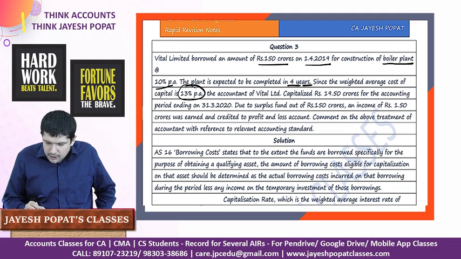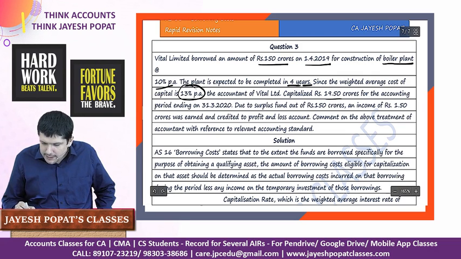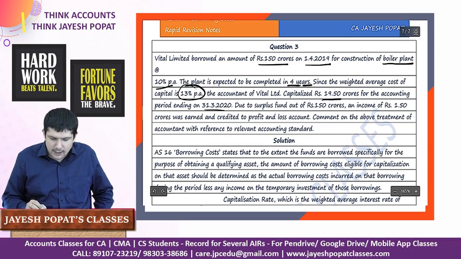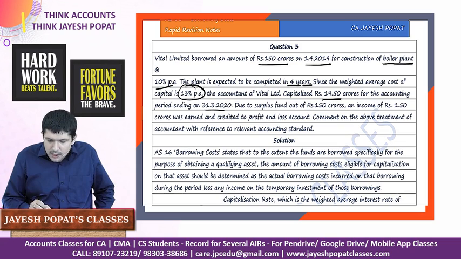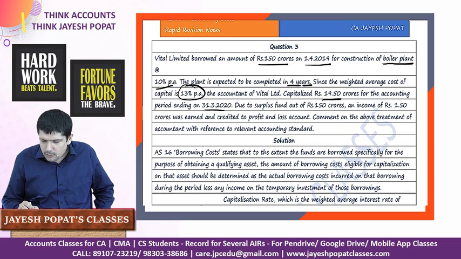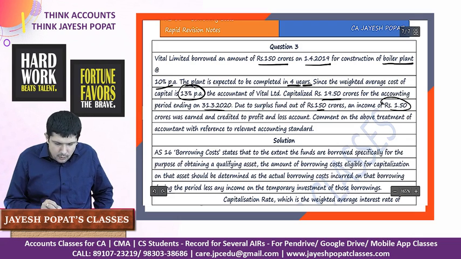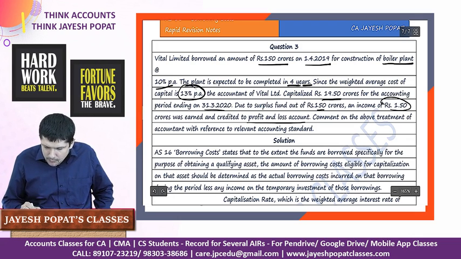The accountant of Vittle Limited capitalized 19.50 crores for the accounting year ending 31st March 20, which is the year end. Due to surplus funds, out of 150 crore, an income of 1.5 crore was earned and credited to the profit and loss account. Comment on the above treatment.